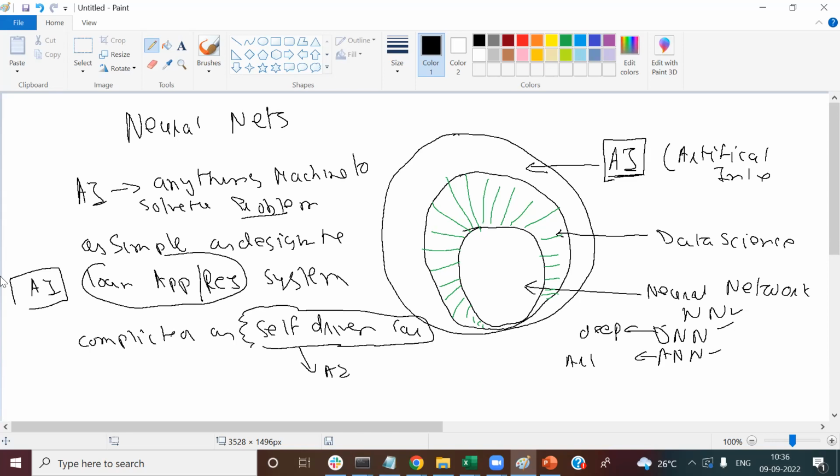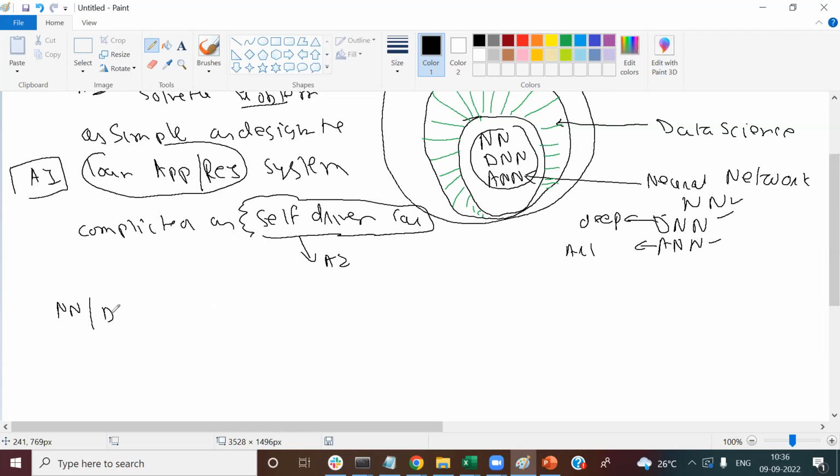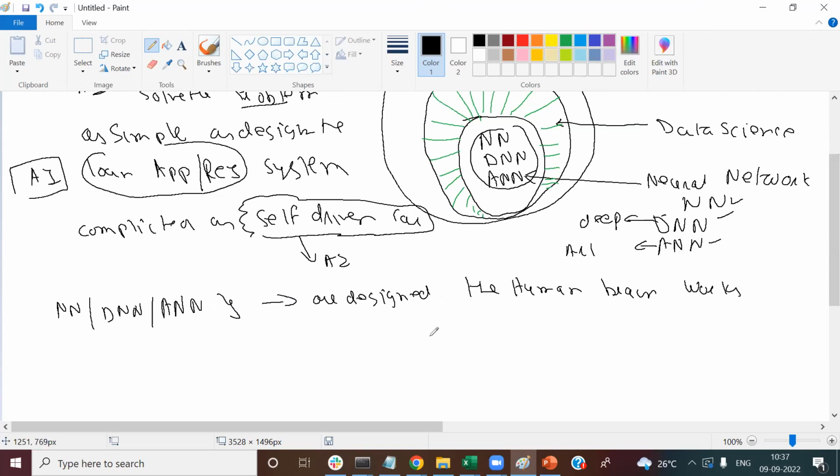So within AI, data science is a subset. Whatever you have learned till this point, supervised, unsupervised, all these things were data science. Now within data science, there is another subset, that is your neural network or deep neural network or ANN. All these three terms refer to one and the same thing. Whether you say NN, DNN, deep neural network, or ANN, artificial neural network, these are a subset of data science, and they are designed the way the human brain works, or basically how humans learn.